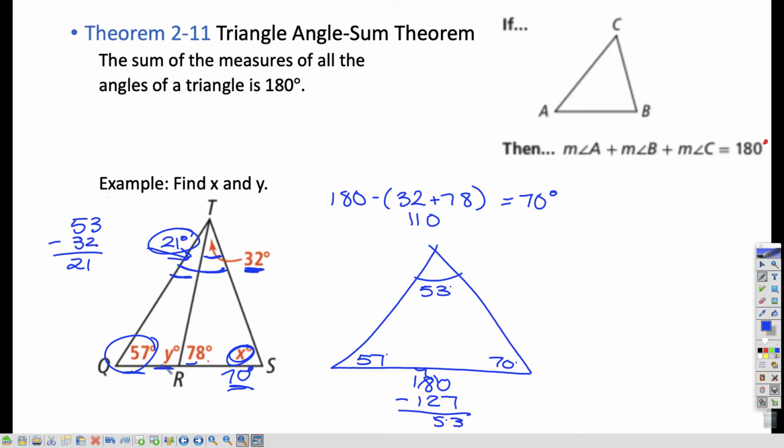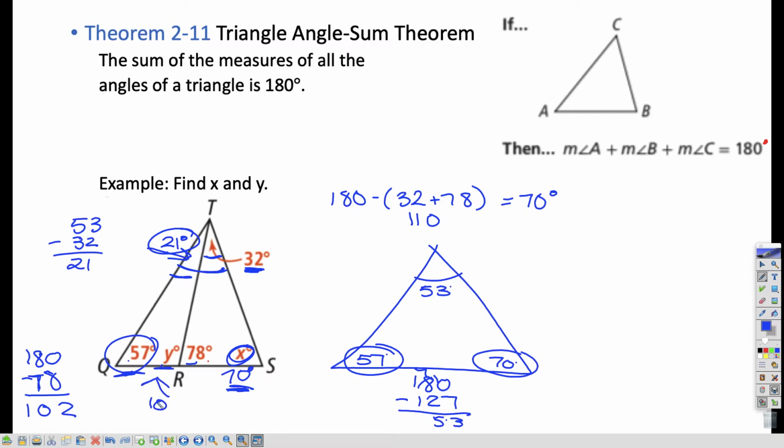Add and subtract from 180. Okay, so I add them together. So I'm going to have 180 minus 78. How do you get 127? Because I took 57 plus 70. That's this 70 and that's this 57. I drew a new picture over there so I could see it without the center line in it. Okay. So then I have 102. So y is 102.